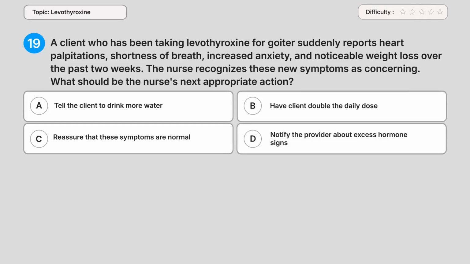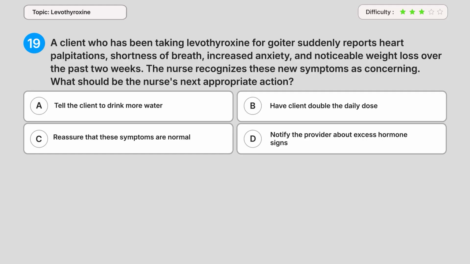19. A client who has been taking levothyroxine for goiter suddenly reports heart palpitations, shortness of breath, increased anxiety, and noticeable weight loss over the past 2 weeks. The nurse recognises these new symptoms as concerning. What should be the nurse's next appropriate action?